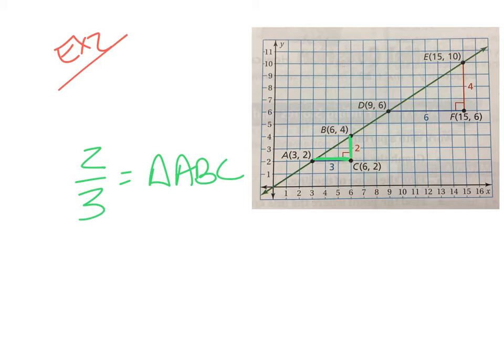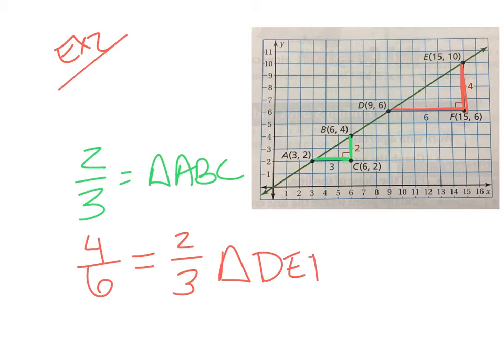So now let's look at triangle DEF. So again, vertical leg to horizontal leg, 4/6. Can I reduce that? Divide both by 2 and I get 2/3. This is for triangle DEF. So the ratio of the length of the vertical leg to the horizontal leg shows that they are similar.